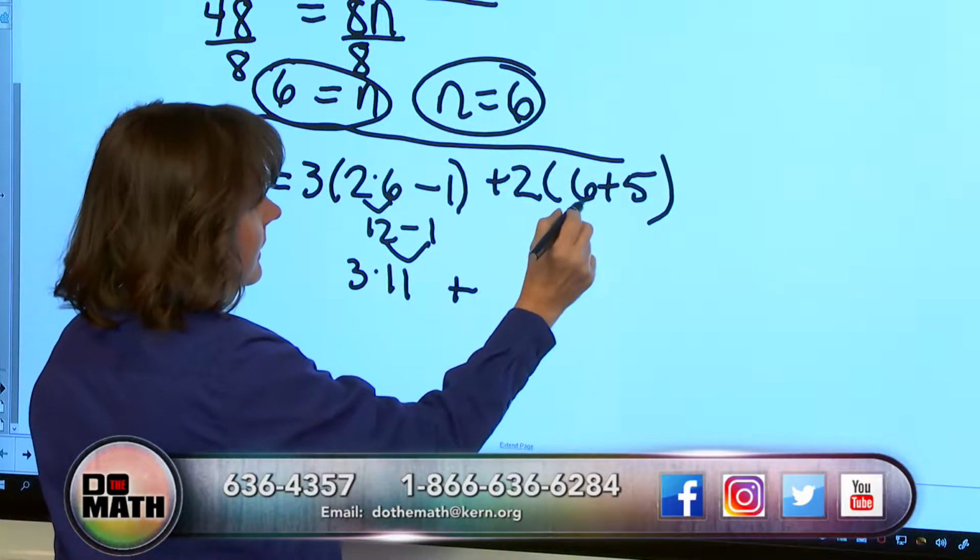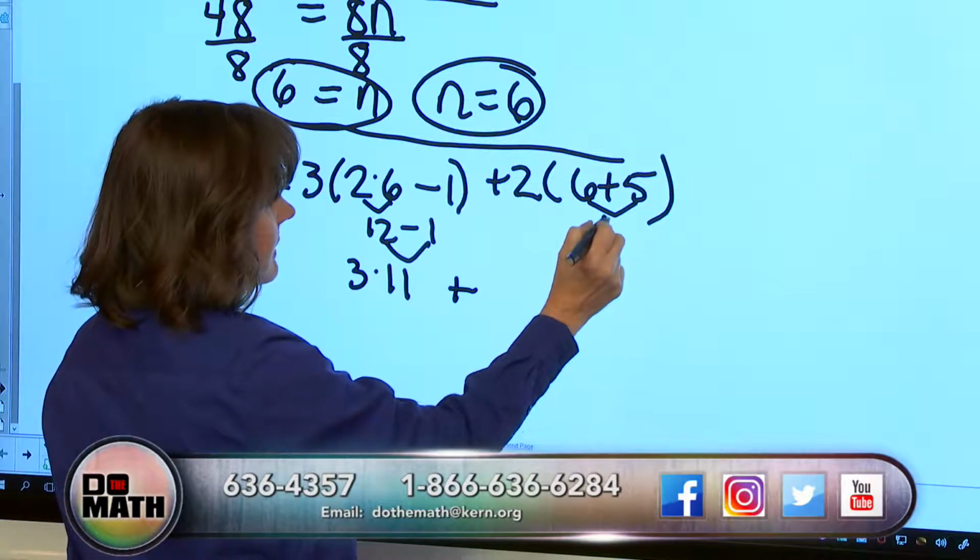Okay, 2 is going to multiply with the answer from this parenthesis, which is 11.